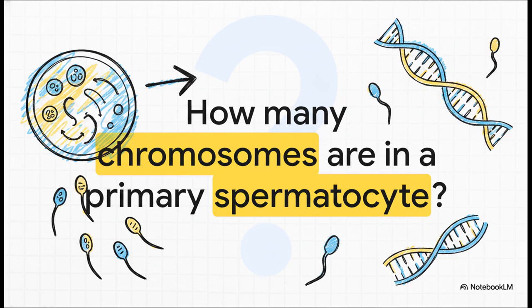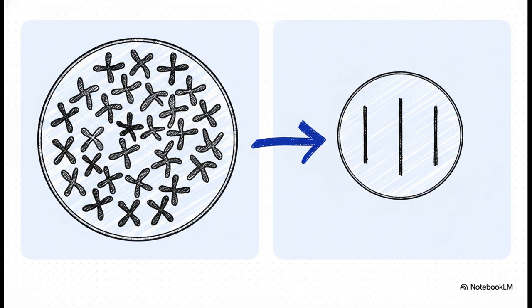Let's try question 2. This one focuses on those really high-yield division facts. How many chromosomes does a primary spermatocyte have compared to a spermatid? Right. So the primary spermatocyte has 46 chromosomes, while the spermatid has exactly half of that, at 23 chromosomes. That is the vital shift from a diploid cell to a haploid cell, all thanks to meiotic division.